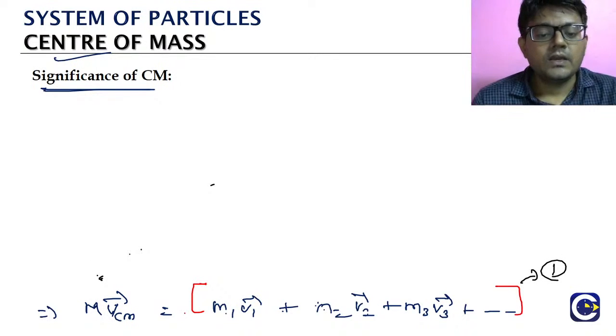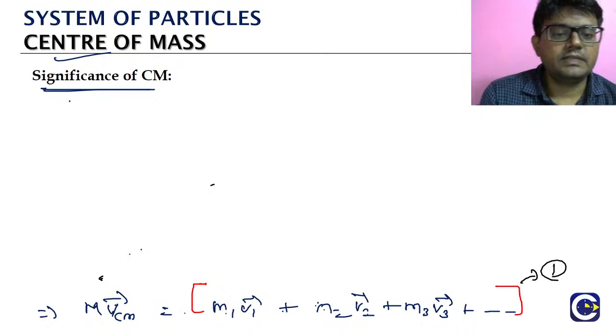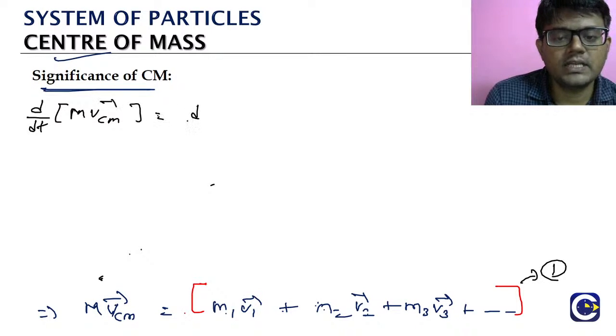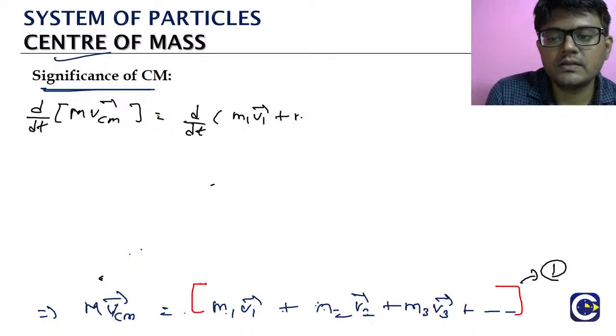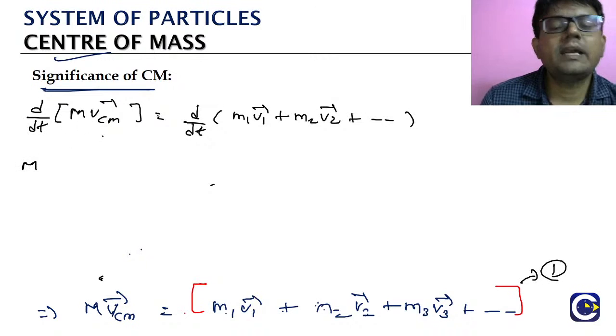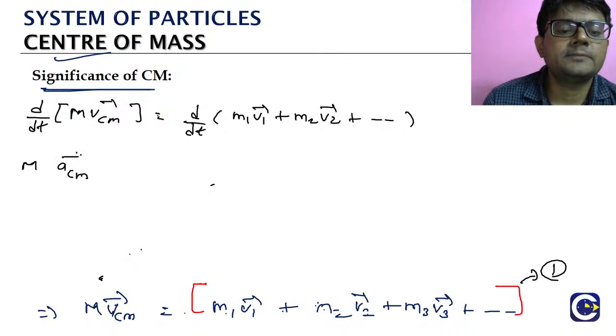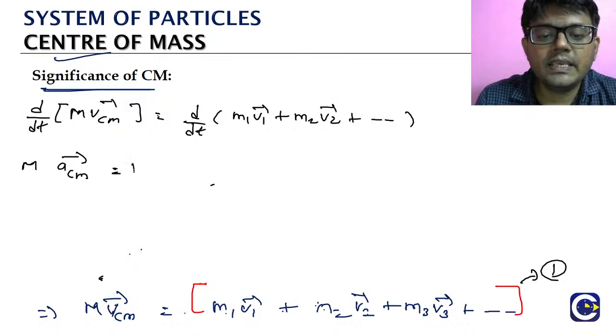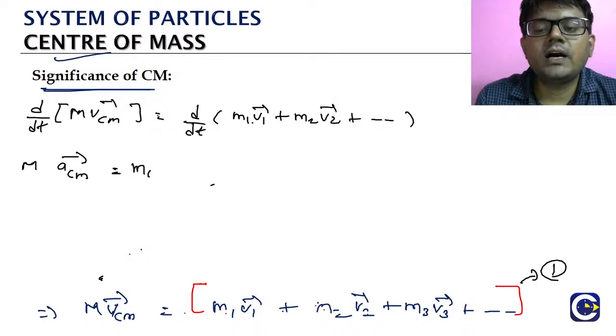Now we will take a derivative one more time. Second time we have to take the derivative. Here we already have velocity. So what will the derivative of the right side be? m1 v1 plus m2 v2 and so on. Capital M is a constant, so it comes out. The derivative of the velocity of the center of mass is the acceleration of the center of mass, which is equal to m1 into the derivative of the velocity of the first particle, which is what?